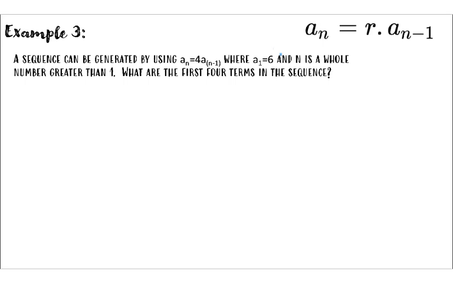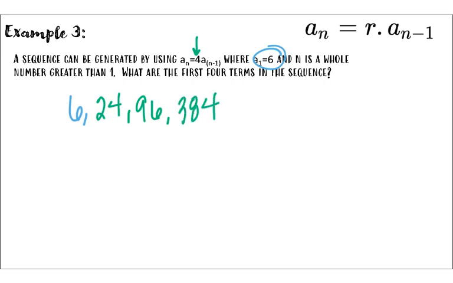Well, first things first, they told us our first number is 6. So a sub 1 is 6. Then looking at this formula, to get to any number that you want, you take the previous number and multiply by your common ratio of 4. So 6 times 4 is 24. 24 times 4 is 96. And then lastly, 96 times 4 is 384. So those are the first 4 numbers in this sequence. All right, let's try another one.